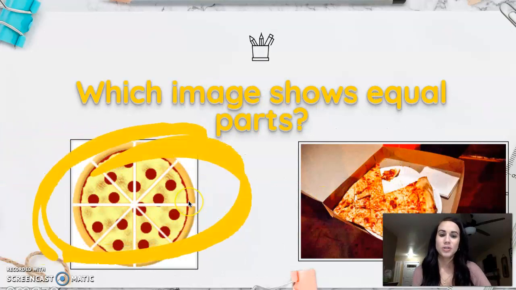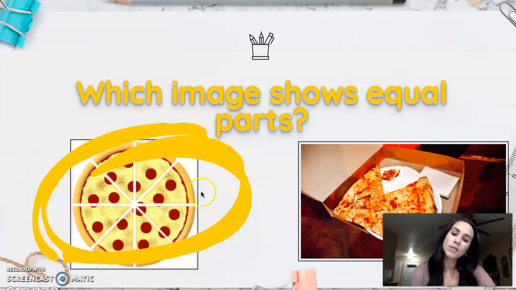Which image shows equal parts? If we look at the two pizzas, this one already gives you the answer, but if you were to look at this pizza, we cut it into equal parts. If you were to share that with friends, everyone would get the same amount, whereas with this pizza, some would get bigger slices and some would get smaller. So this would not be equal parts. We would want to circle this pizza here. It shows equal parts.